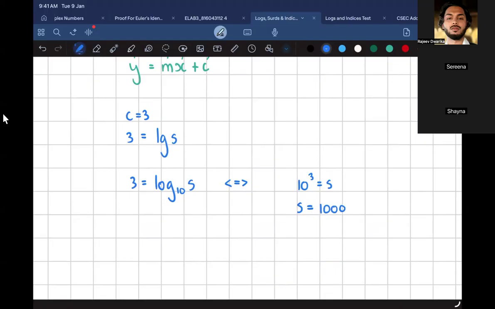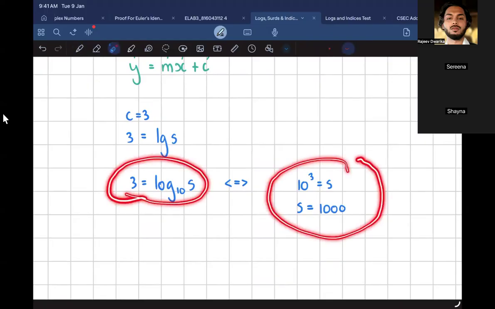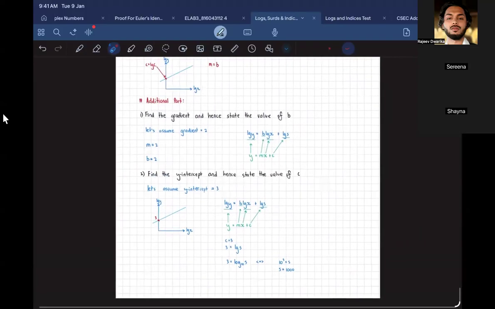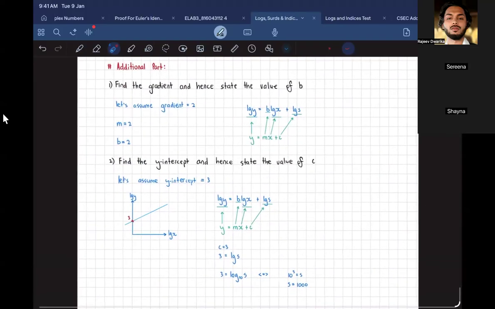Shayna, do you understand how we went from the log form to the indice form? I understand how we went from log form to indice form, but I have a question. Could you go back up for a second? My Wi-Fi dropped and I didn't get the notes. Yeah, thank you. No problem.